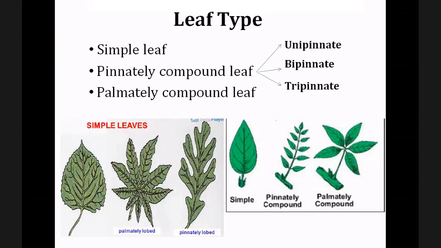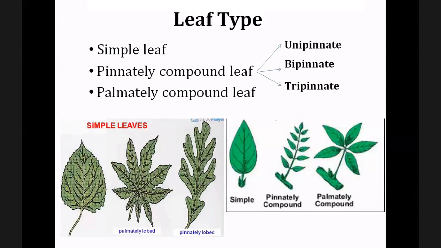So the pinnately compound leaf is a leaf which is divided into smaller leaflets, and those leaflets are arranged on the sides of the central stalk. That central stalk we call a rachis, R-A-C-H-I-S. The leaflets are attached to this rachis, the main stalk. That is pinnately compound leaves.